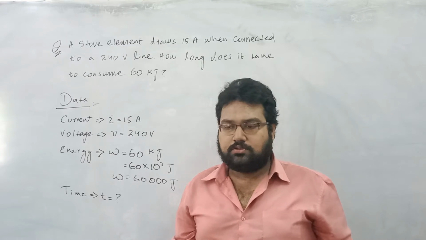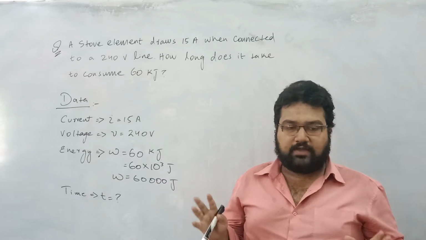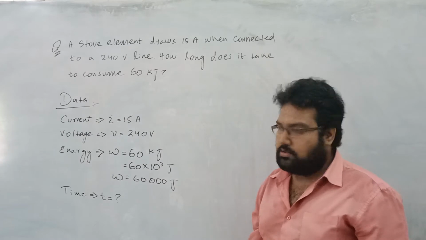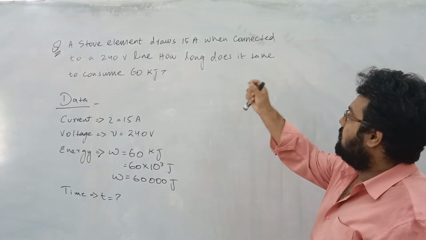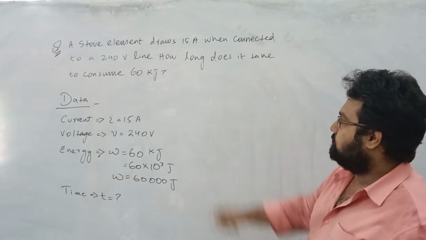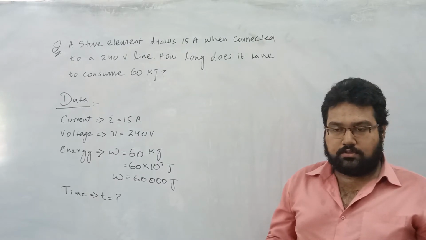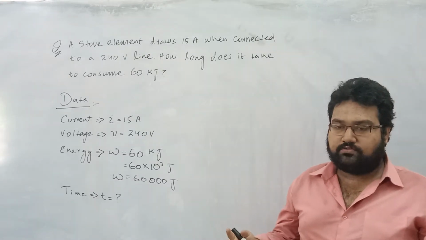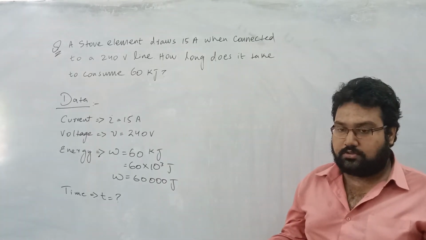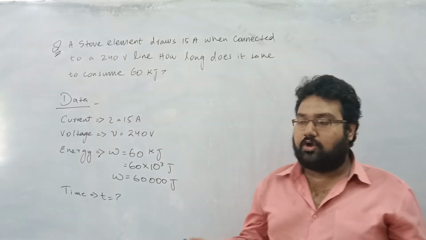In today's lecture, I will teach you how you can solve a numerical. The question written on the board is: a stove element draws 15 ampere when connected to a 240 volt line. The stove element is basically an element, or you can say a device, which runs on electricity. It actually generates heat. It is used to cook your food, so it's actually run on electricity.